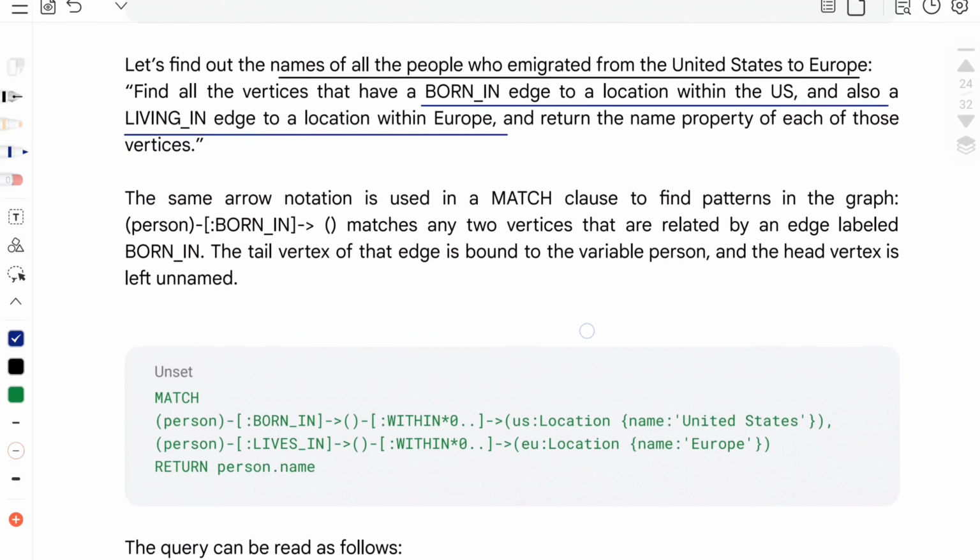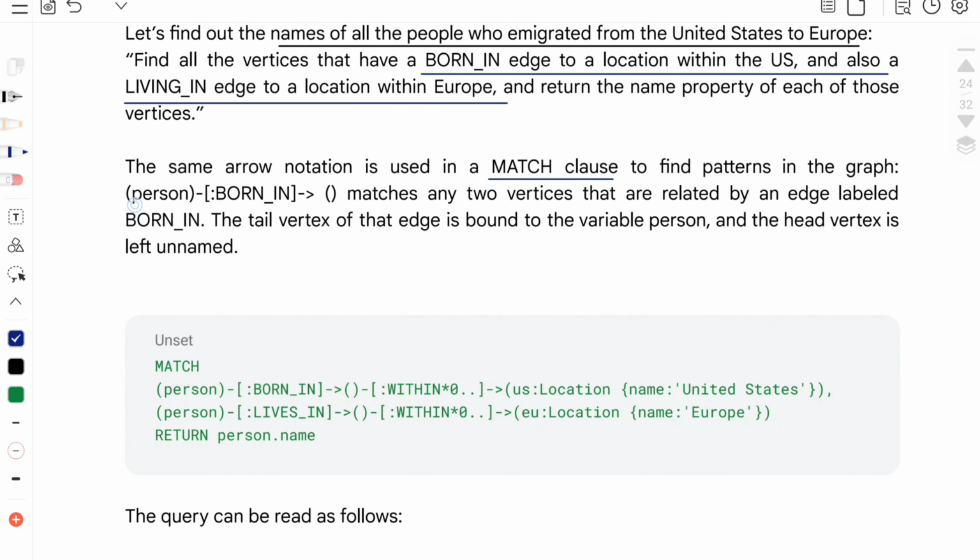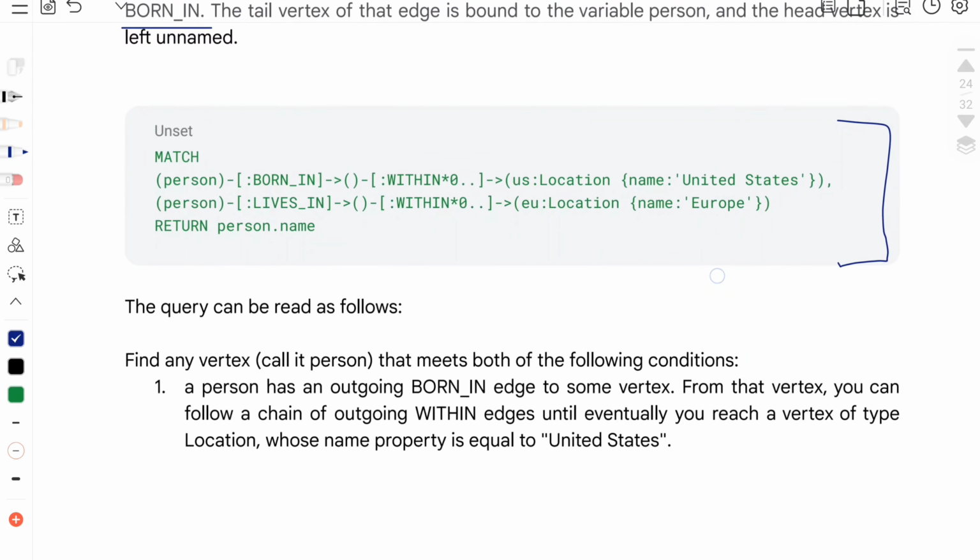So we'll use the same arrow notation using a match clause. This arrow notation, person born in and then empty parenthesis, matches any two vertices that are related by an edge labeled as born in. Now let's look at this query. This query can be read as follows. The first line means find any vertex, let's call it person, that meets both of the following conditions, this and this one.